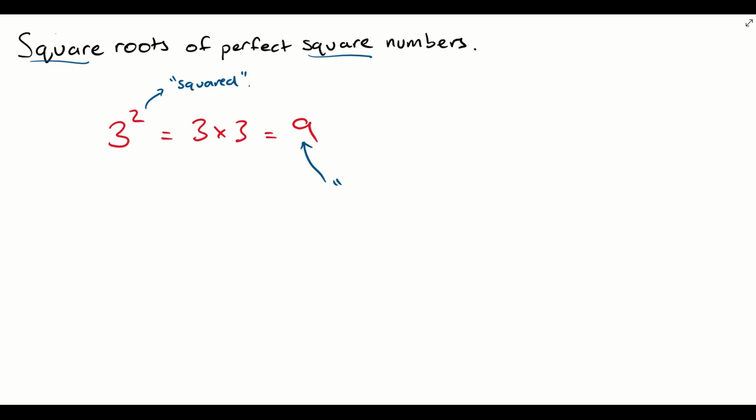So 9 is what we call a square number, and it's a square number because we have the number 3 being squared. Now, it's called a perfect square number as long as the number here, in this case the number 3, is a whole number. So 0, 1, 2, 3, 4, 24, 25, 26. In this case the number 3 is a nice whole number, so we call this number 9 a perfect square number.